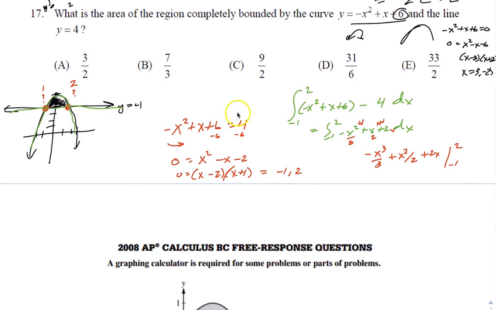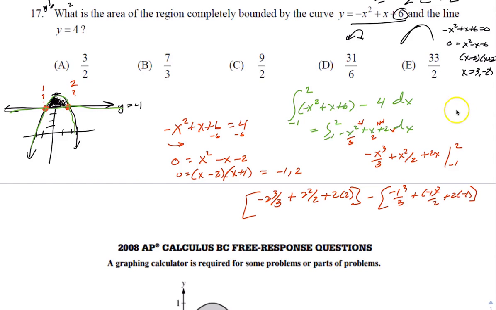And again, this is multiple choice. I've got to simplify it. So I know it looks ugly, but we've got to do the algebra of it. So top minus bottom. The top is going to be negative 2 cubed over 3 plus 2 squared over 2 plus 2 times 2, minus the bottom, negative 1 cubed over 3 plus negative 1 squared over 2 plus 2 times negative 1. Okay, no going out of this. It's multiple choice. We have to get this answer.